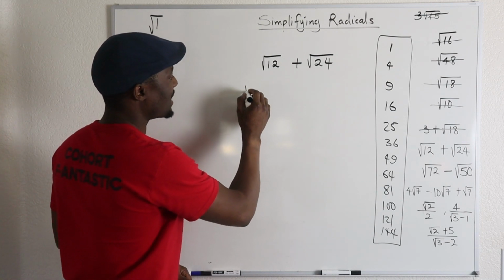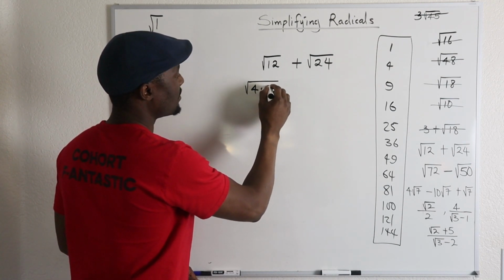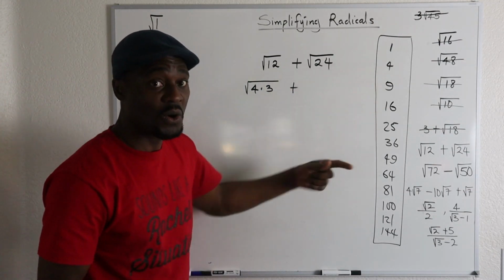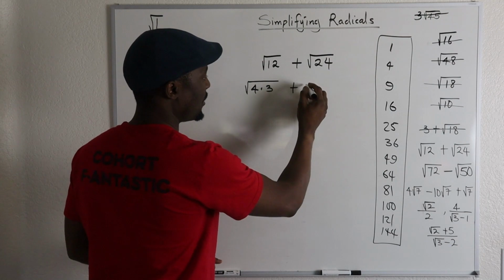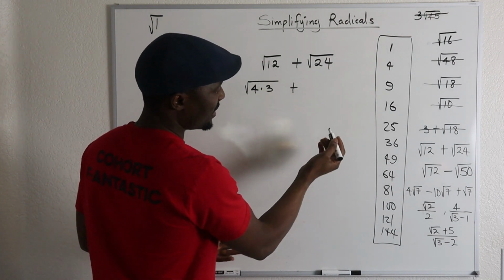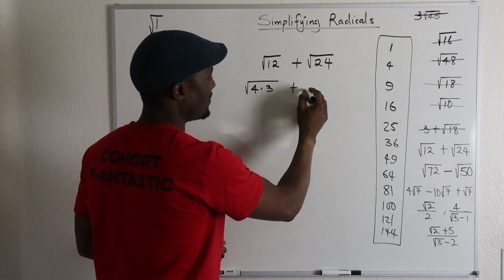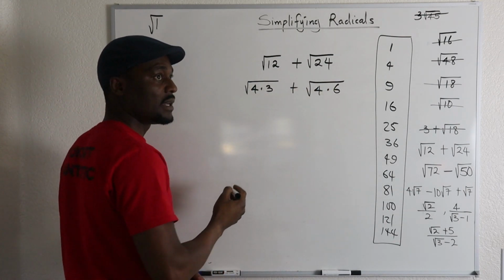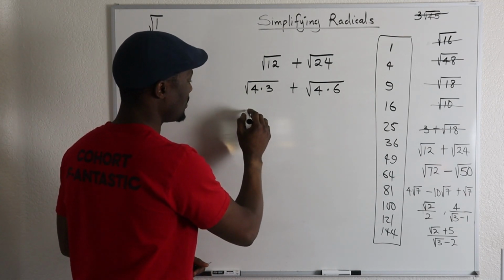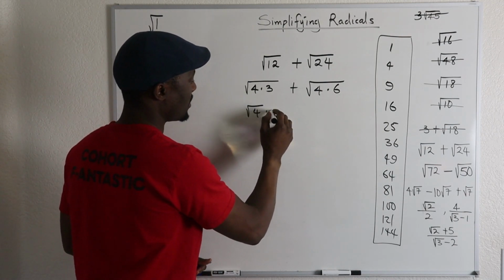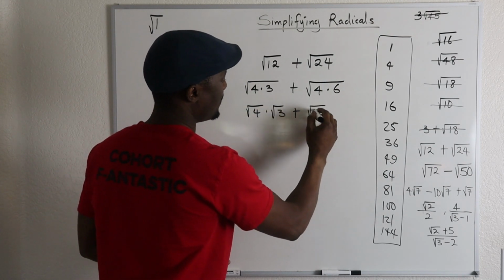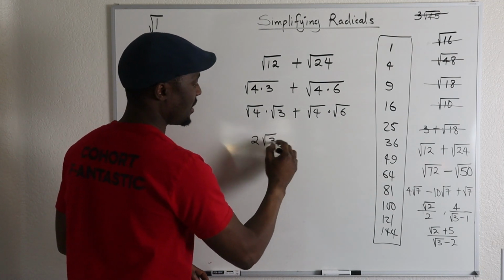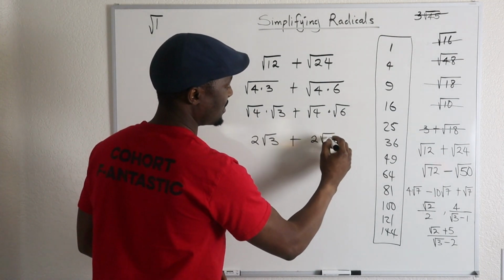So we can write this as square root of 4 times 3 plus, if you do the same thing for 24, it has to be 4 also. Only 4 will divide it. So 4 times 6 will divide that. That gives us square root of 4, square root of 3, plus square root of 4, square root of 6. So this gives us 2 root 3 plus 2 root 6.